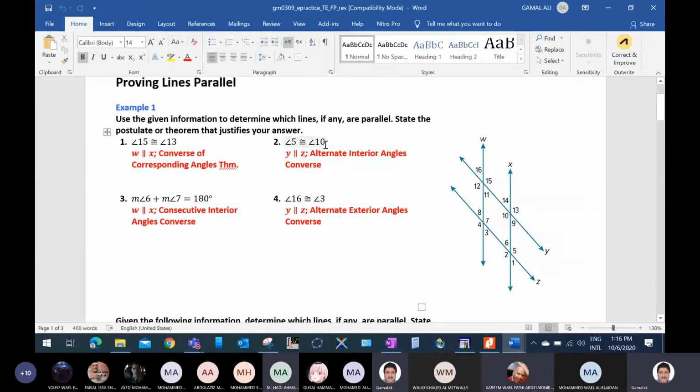Okay? Angle 5 and 10. Can you see the 5 and 10? Yes. They are what? Congruent. And they are what? Alternate interior angles. According to which two lines? Y and Z. So we can write Y parallel to Z because of what? Alternate interior angles converse. Is it clear?